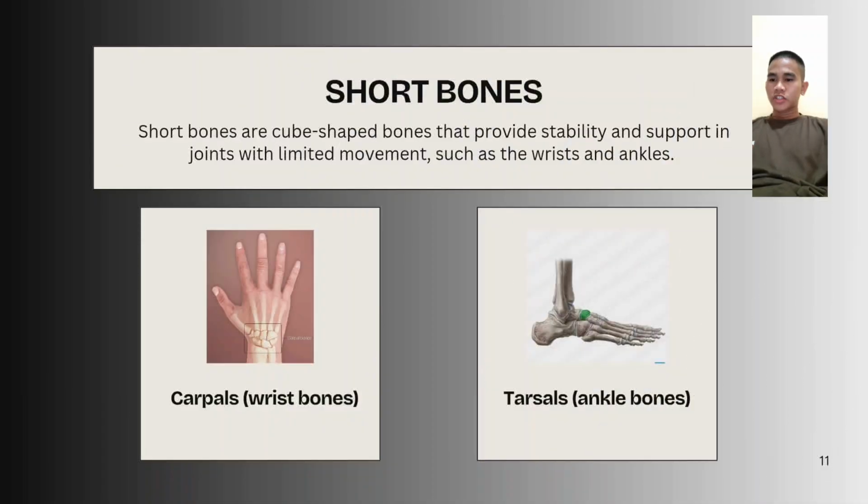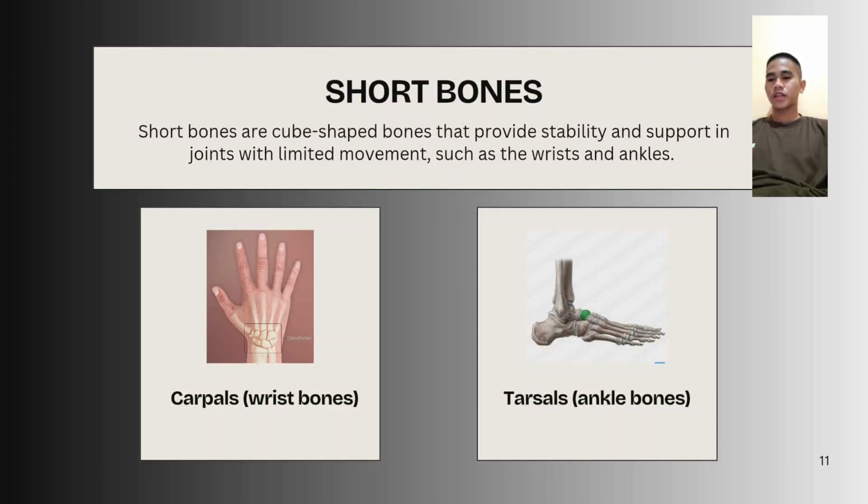First, short bones. Short bones are cube-shaped bones that provide stability and support in joints with limited movement, such as the wrists and ankles. So, natay duha ka examples sa short bones. First, carpals, wrist bones, and second, tarsals, ankle bones.